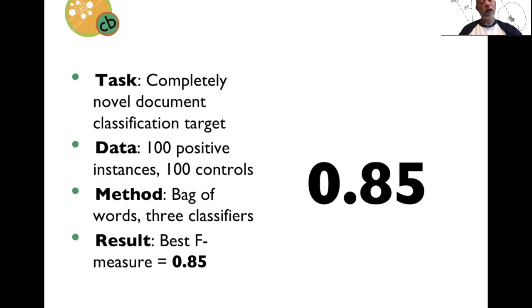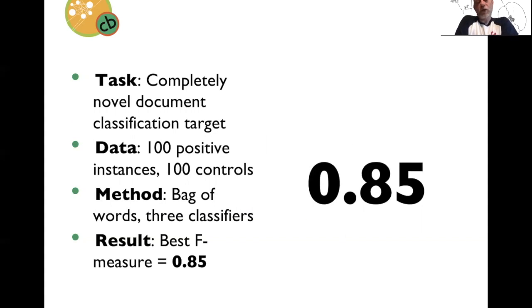My data, I had 100 positive instances and I had 100 controls or negative instances. My methodology was quite straightforward. I had a bag of words and 3 classifiers, and I got a result of 0.85 F measure. 0.85 F measure, your first attempt with a bag of words, very simple feature set, wonderful, right?